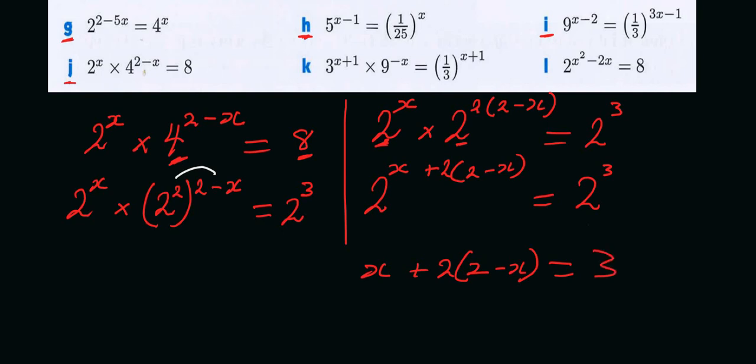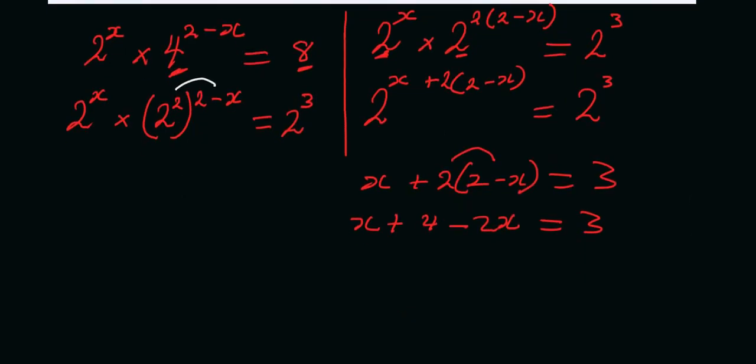So now let's clear the parentheses by distributing the 2 into the content. So this will become x plus 2 times 2 is 4, and then 2 times negative x is negative 2x, equal to 3. So combining like terms, this is x minus 2x. That is going to give us minus x plus 4 equal to 3.